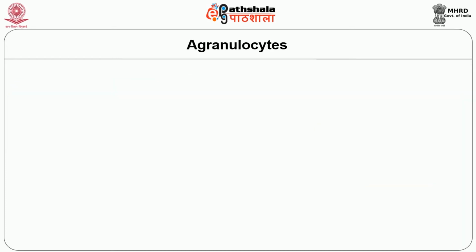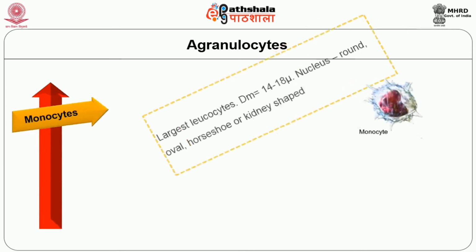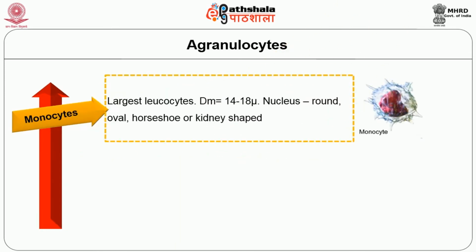The next classification is the agranulocytes. Among the agranulocytes, the first one is the monocytes. The monocytes are the largest leukocytes with a diameter of 14 to 18 microns. This we also saw in the diagram. The cytoplasm is very clear without any granules. The nucleus is round, oval, horseshoe shaped or kidney shaped. The nucleus is either in the center of the cell or pushed towards one side, and a large amount of cytoplasm is seen.